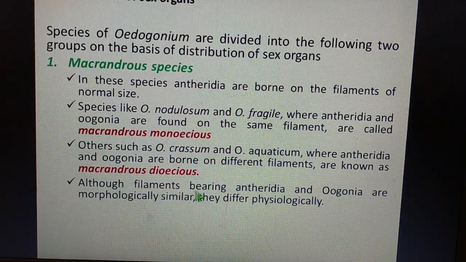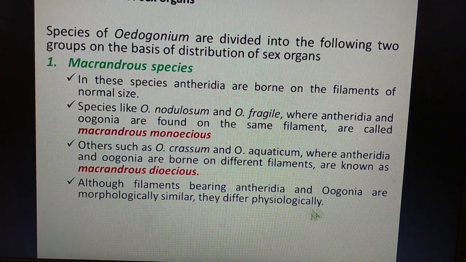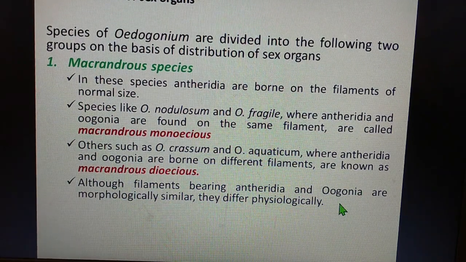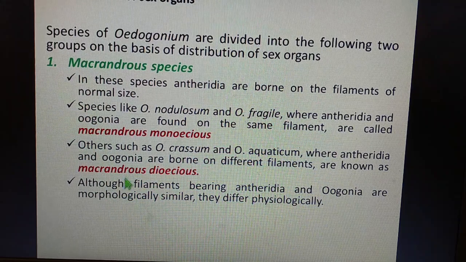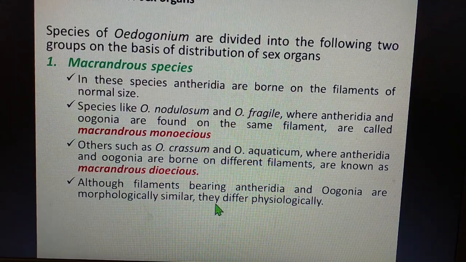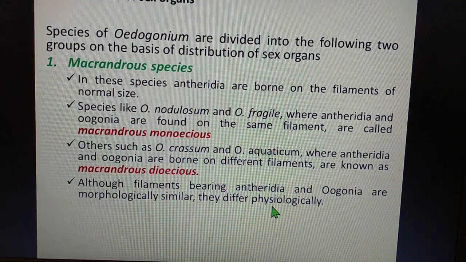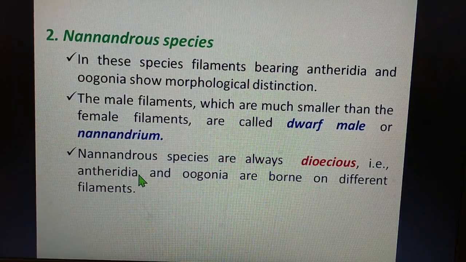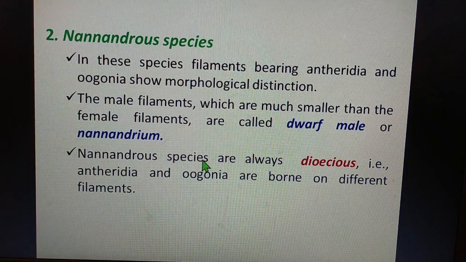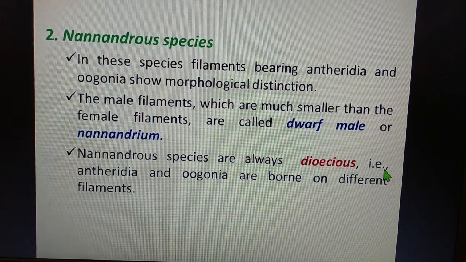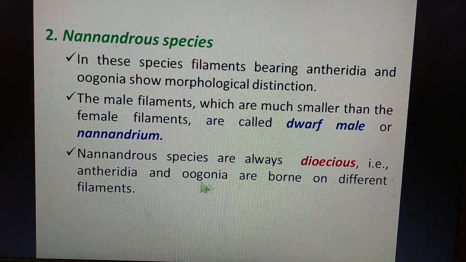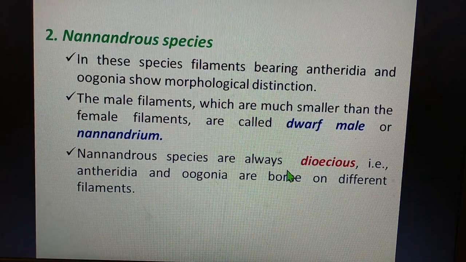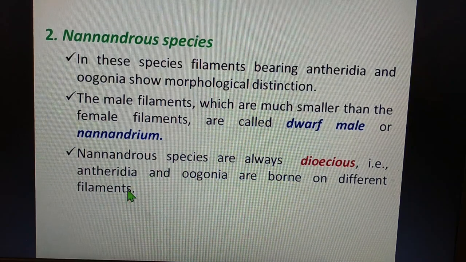Now, although the filaments bearing the male and the female sex organs are morphologically similar, they differ physiologically. In the case of nanandrous species, just remember that the nanandrous species are always dioecious. That means both the antheridia and the oogonia are borne on different filaments.